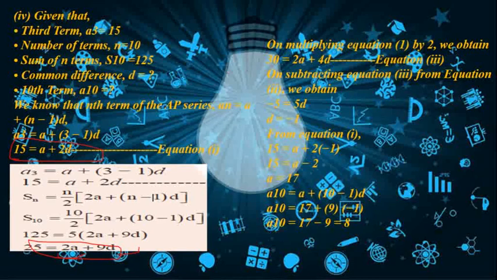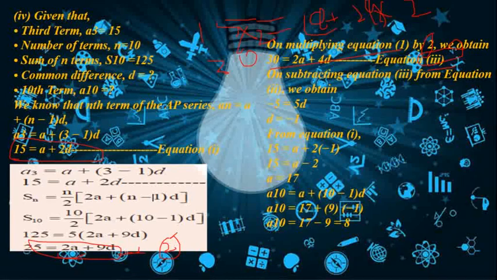Don't multiply by equation 2, just multiply by the number 2. So we have 15 is equal to a plus 2d. Multiplying the whole equation by 2, we get 30 will be equal to 2a plus 4d. Now consider it as equation number 3, as we said that the other is equation number 2.